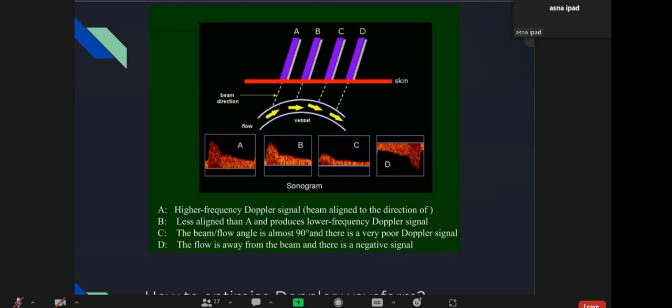So in the same example that I explained before, the object is at point A, you get a high frequency Doppler signal because the beam is aligned in the direction of the flow. As the object moves to point B, it produces a lower frequency Doppler signal because it is moving away and the angle increases. The angle of inclination theta increases. At point C, it comes exactly to 90 degrees. We get a poor signal or no signal also.